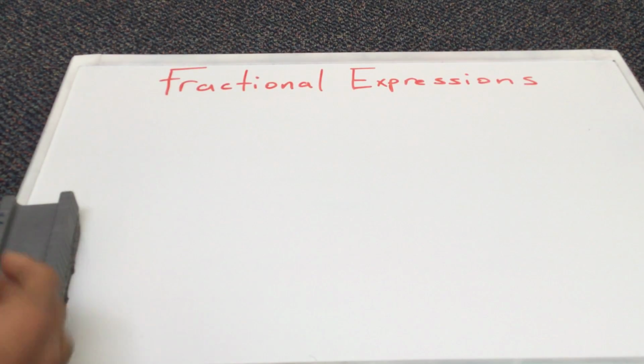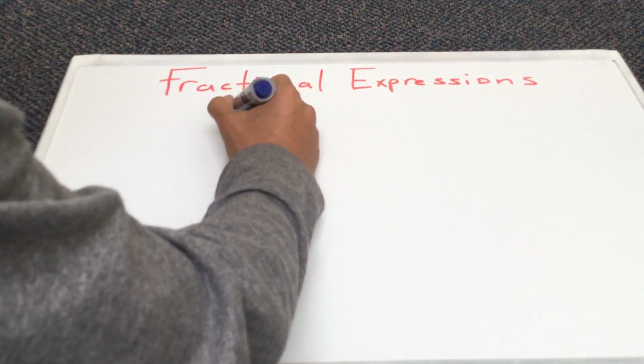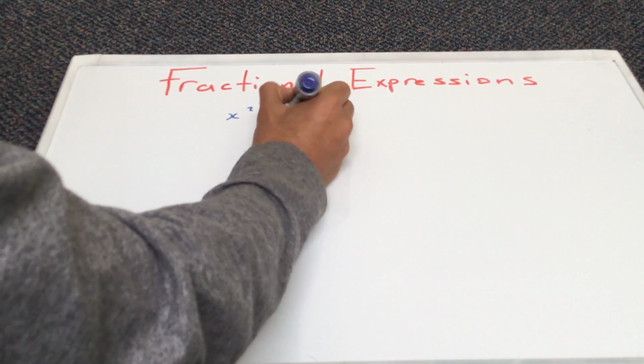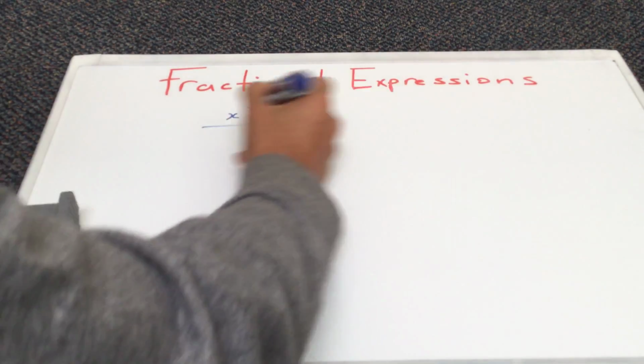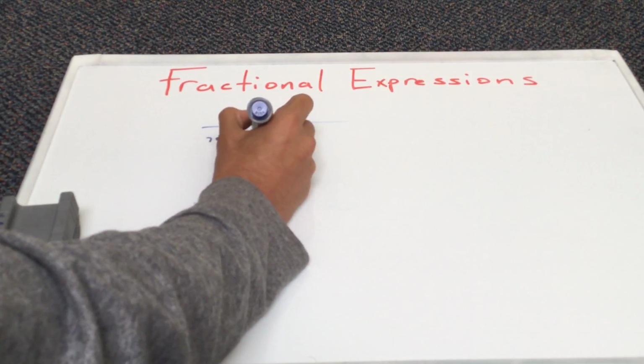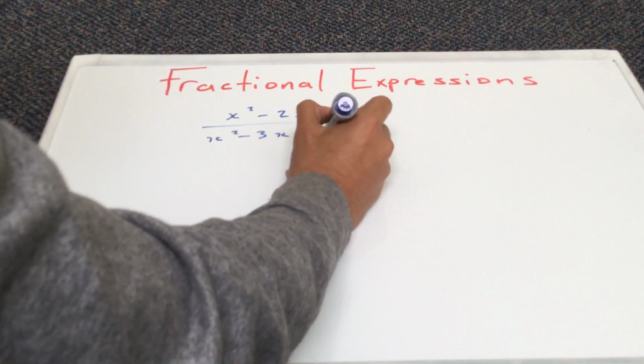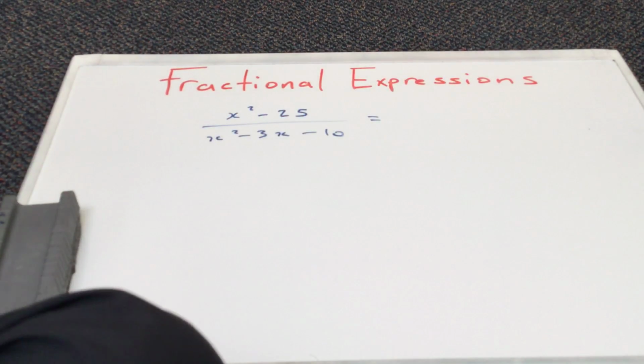So let's do some examples. Say we were given x squared minus 25 over x squared minus 3x minus 10. So how do we solve this?